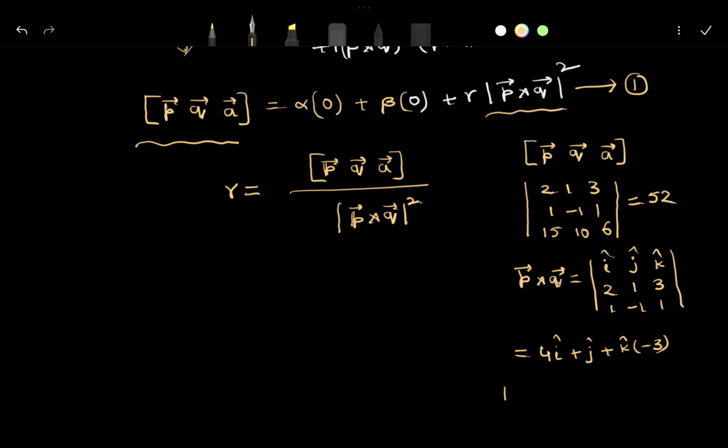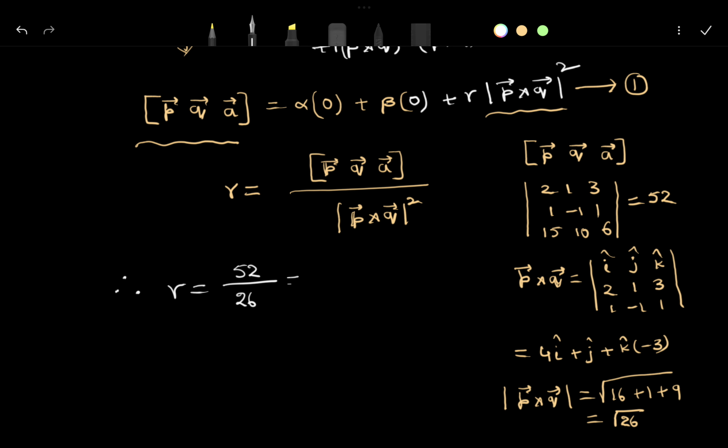So now what is the modulus of P bar cross Q bar? Modulus of P bar cross Q bar is equal to the square root of 16 plus 1 plus 9, that is equal to root 26. Now by substituting all these values, gamma is equal to 52 divided by the modulus of P cross Q whole square, which is 26. 52 by 26 is equal to 2. So the right answer is gamma equals 2.